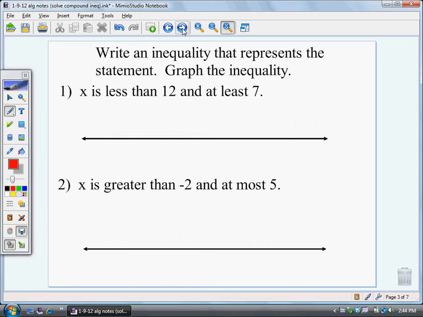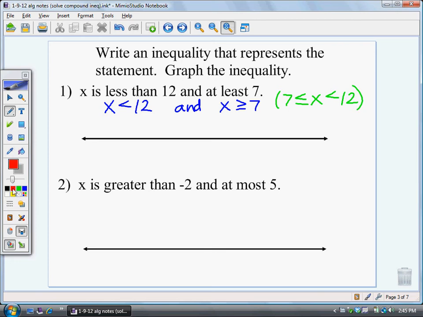Okay, the next page asks you to write an inequality that represents the statement and then to graph the inequality. So on the first one, x is less than 12, that's easy, x is less than 12. And it also says that x has to be at least 7. At least 7 means greater than or equal to. And remember, anytime it's got and, you could rewrite that as one inequality. And so that would be this one. That has the x is greater than or equal to 7 and also the x is less than 12.